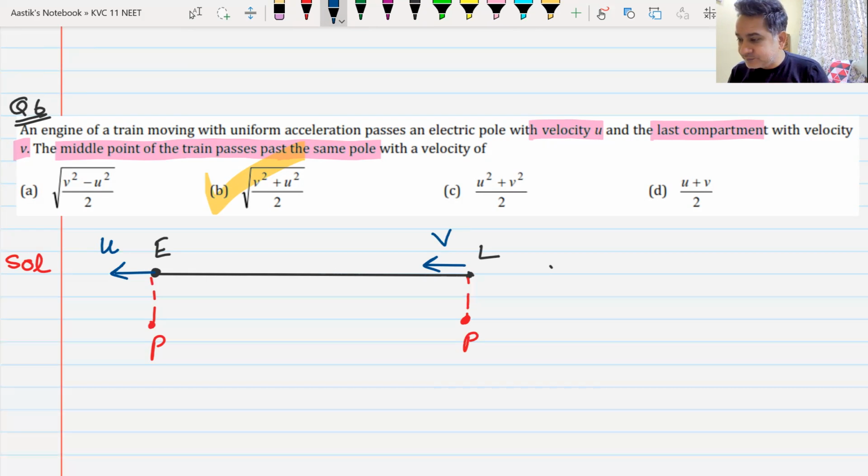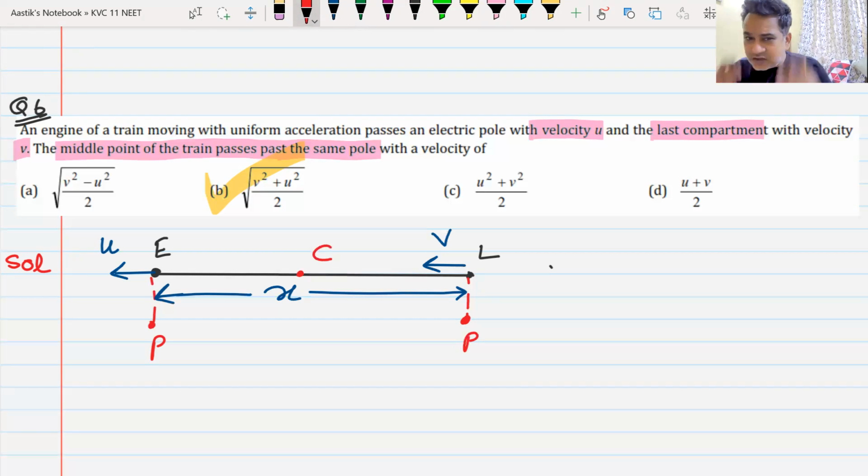Yes or no? So basically, this question is simply if the length of the train is taken as x, when the entire train crosses the pole, the velocity of the train is v. When the engine crosses the pole, the velocity is u. Yes or no? Then they are basically asking you what is the velocity of the train when it has only crossed half of the train. So basically they are asking you what is the velocity when half of the train crosses the pole.